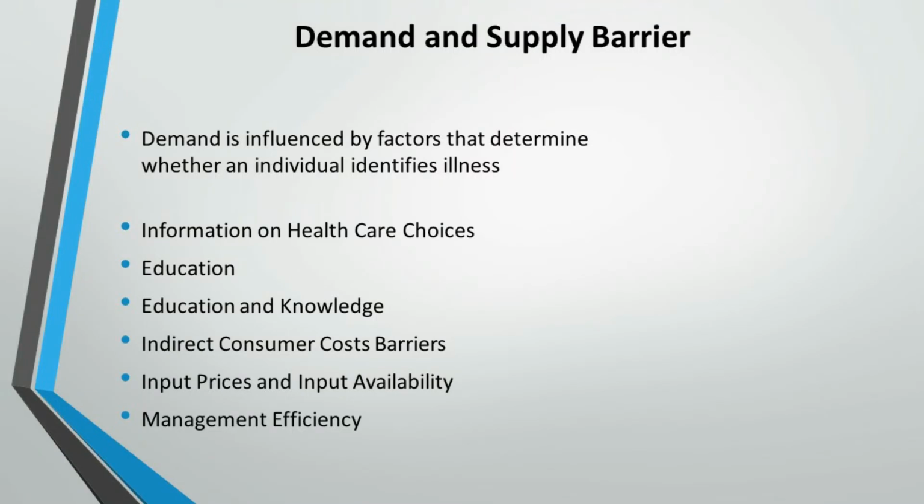Demand is influenced by factors that determine whether an individual identifies illness and is willing and able to seek appropriate health care. The model leads to a demand for health care of a given quality that is determined by individual and community factors, as well as the price of medical care and other similar goods. Individual factors include age, gender, and income.